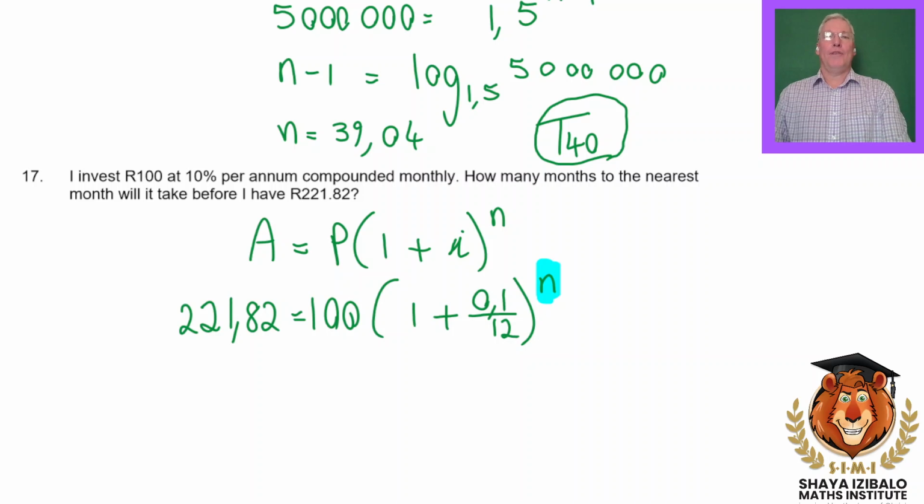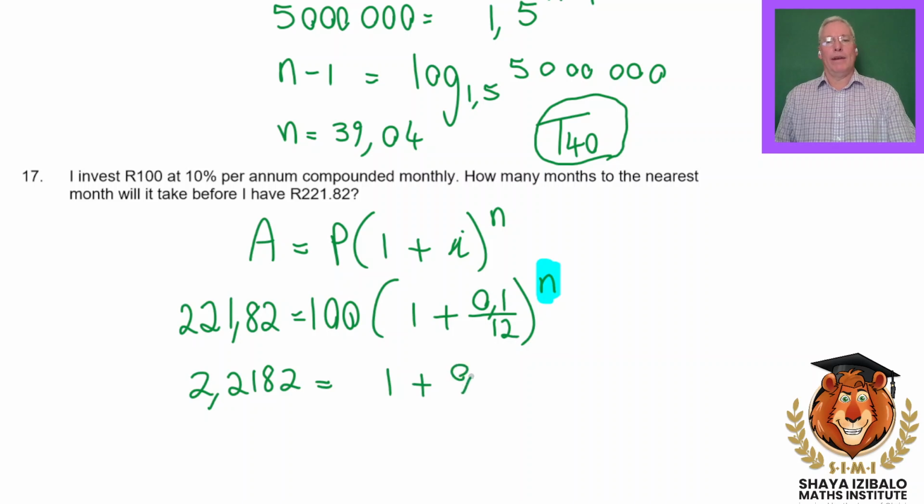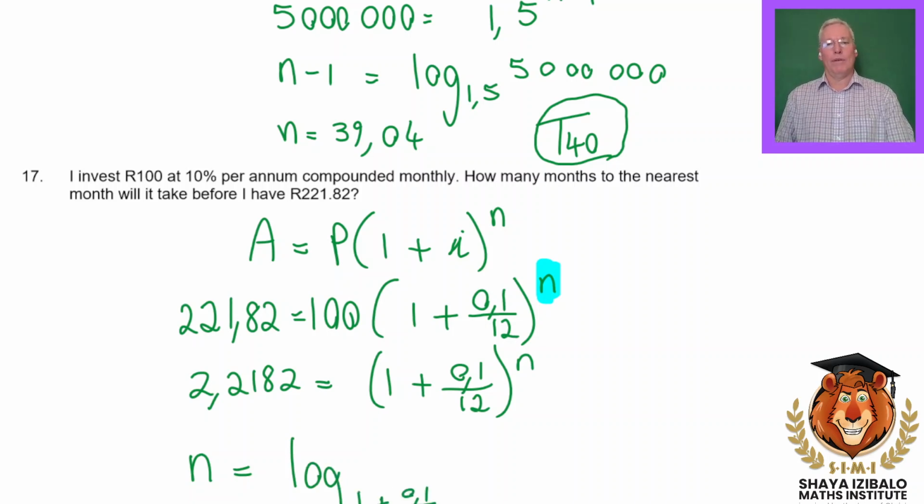Right, let's first divide both sides by 100. When we do that, we're going to get 2.2182. We've just moved the decimal place two to the left. This is (1 + 0.1/12)^n. Now let's write this in log form. n is the power that we must put onto this base of 1 + 0.1/12, and we want to get 2.2182. Let's bring up our calculator and see how that looks.